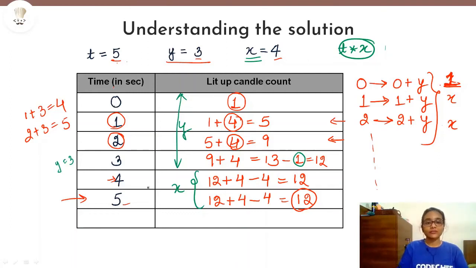For that, we have seen that for the first y seconds, there are no candles that are getting extinguished. And the total number of seconds for which we are lighting up the candles is t seconds. So that means we have to check that only for t minus y seconds, only these many candles will get extinguished. And how many candles are getting extinguished each second? Each second, we know that x candles are getting extinguished.